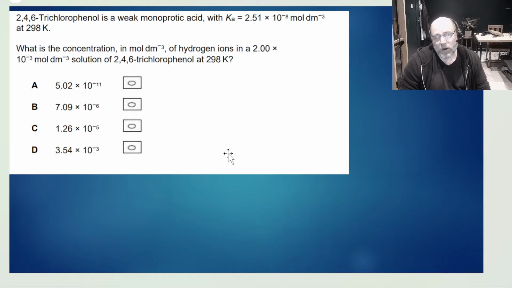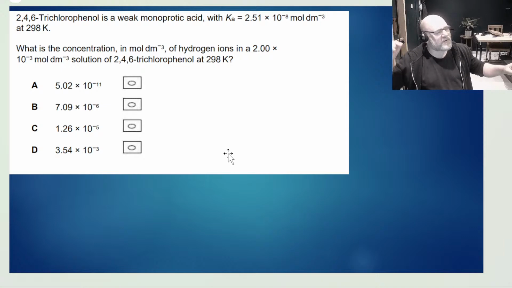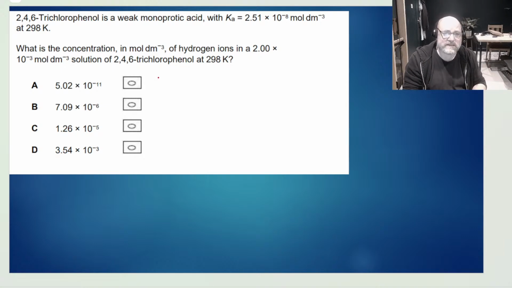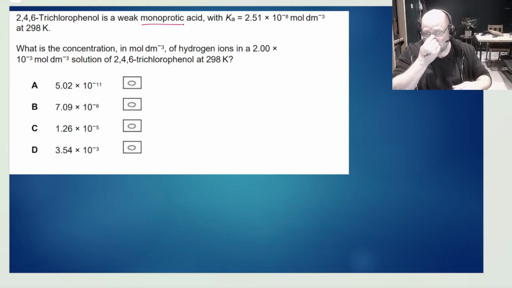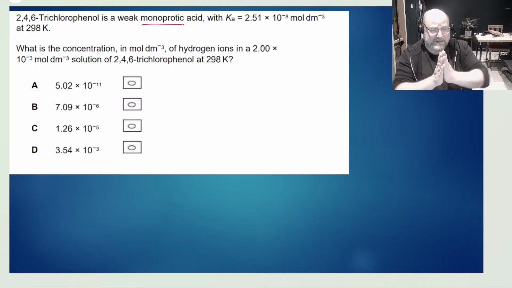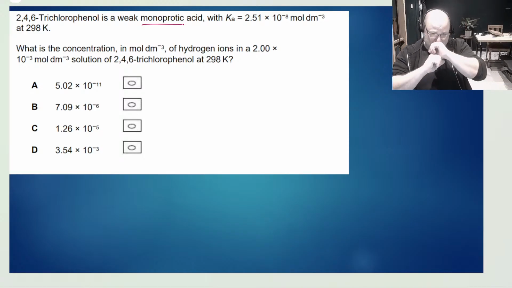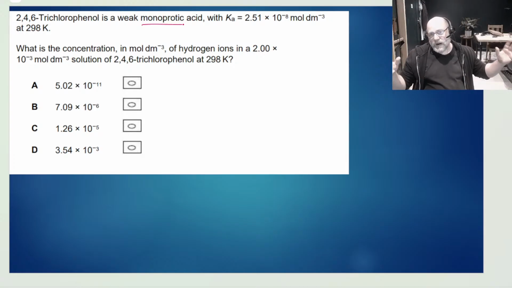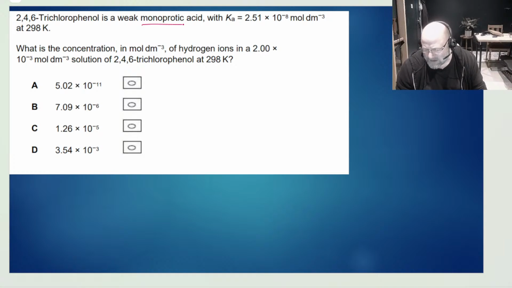So, trichlorophenol, don't worry about the 2,4,6 trichlorophenol, it's just a name, is a weak monoprotic acid. They're being nice, telling us it's monoprotic, 1 hydrogen ion per molecule. Its Ka is 2.51 times 10 to the minus 8. What is the concentration in moles per decimeter cubed of hydrogen ions in a 2 times 10 to the minus 3 mole per decimeter cubed solution of 2,4,6 trichlorophenol at 298 K? They're not asking for pH. This is just one of those nice little multiple choice questions. See if you can work this out. Have a go.